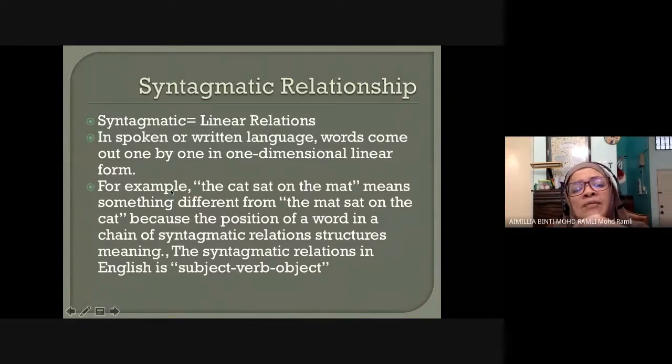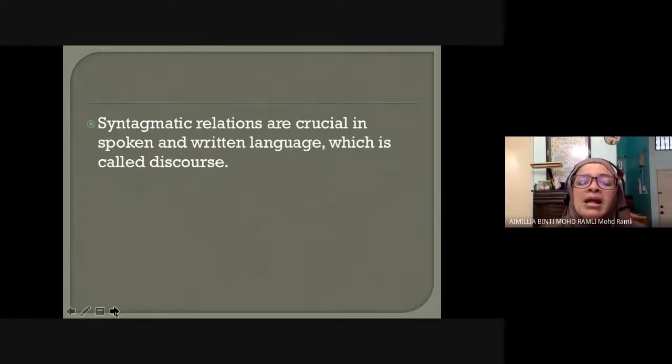And here we have an example: the cat sat on the mat. It means something different from the mat sat on the cat, because the position of a word in a syntagmatic structure changes meaning. Okay, because in English we have subject, verb, object. So whatever is at the front is the subject, and then it does something to the object. So you have this understanding in English that you have to follow subject, verb, object in order to understand what anything means. Syntagmatic relations are crucial in spoken and written language, which is called discourse. Discourse is anything that is spoken and written in a certain language.